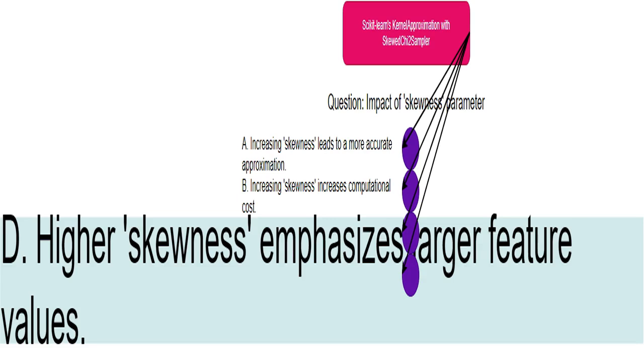This is absolutely correct. That's the main point of using the skewness parameter. By increasing the skewness value, you tell the algorithm to pay more attention to data points with larger feature values. It helps counteract the effect of skewed data, where a few large values can disproportionately influence your analysis.